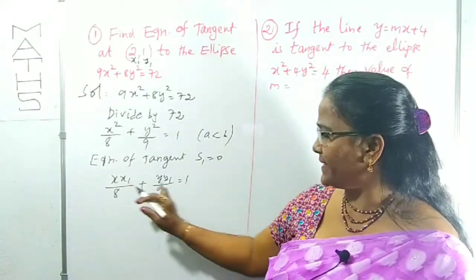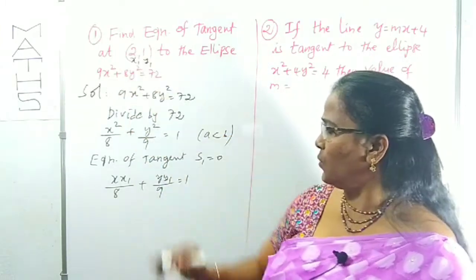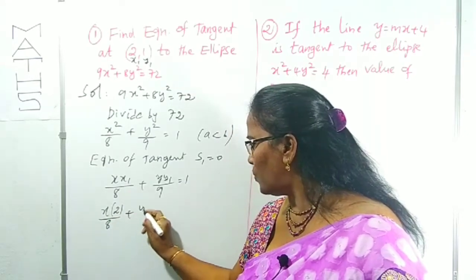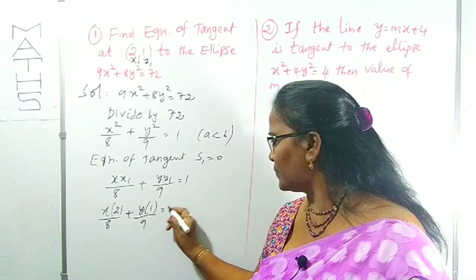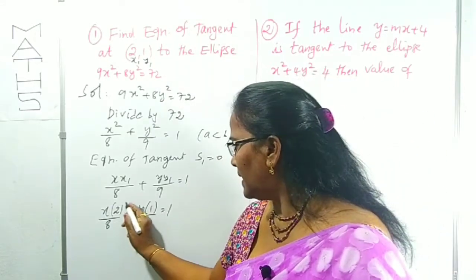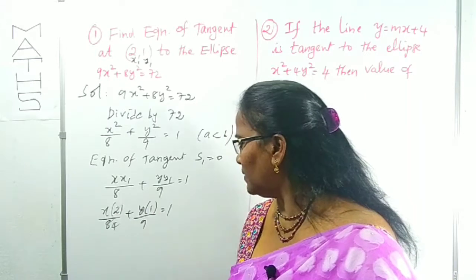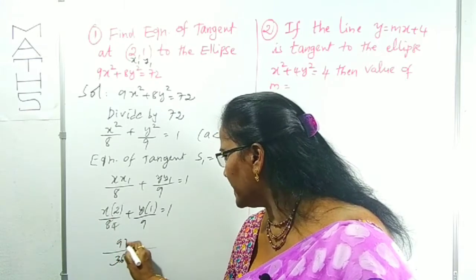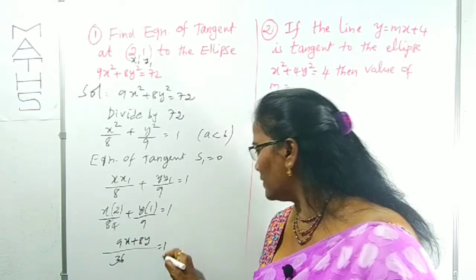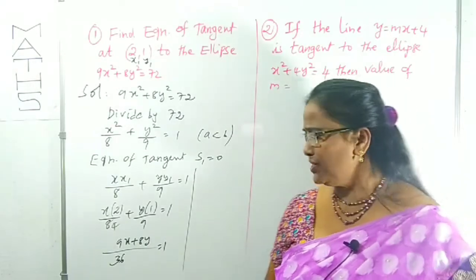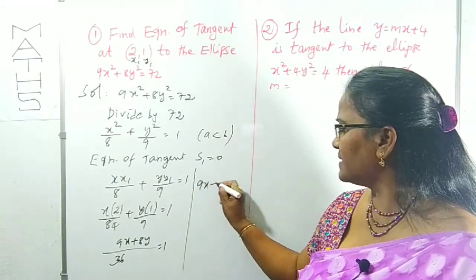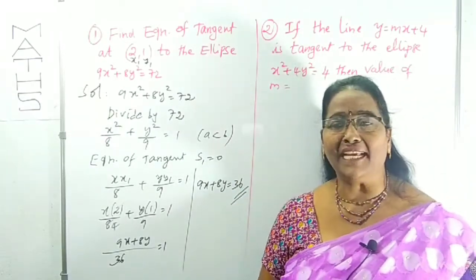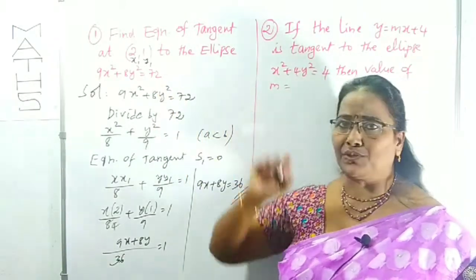Clear? Now we can substitute x1, y1 as 2 and 1. That means x into 2 by 8 plus y into 1 by 9 is equal to 1. Here the 2 and 4 cancel. Now what is the LCM here? 36 is the LCM here. 9x plus 8y is equal to 36 after taking the cross multiplication. This is our required equation of tangent at the given point with respect to the given ellipse.